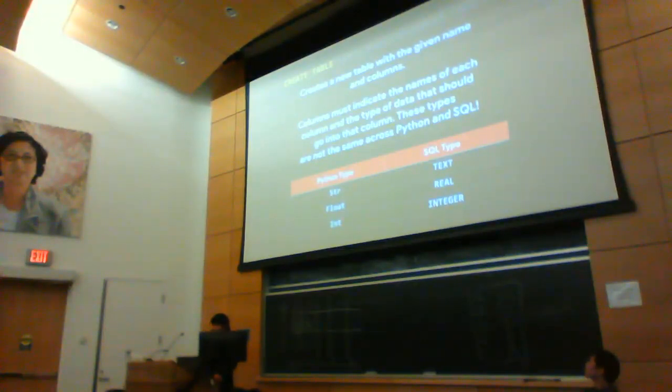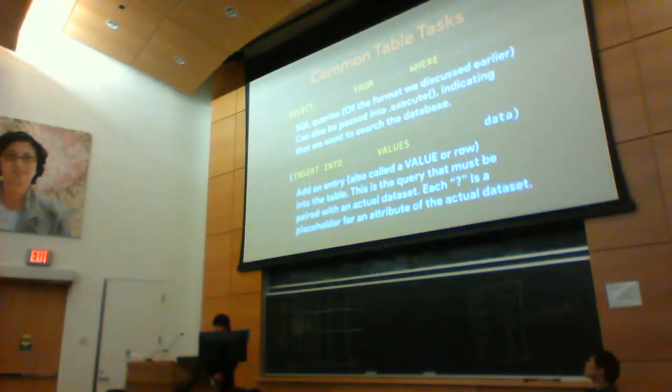All right, moving on. There are some common table tasks, like select column from table where some condition is met, which is the same structure we saw earlier. And that's kind of like a search command, where you want to select some columns from some table where that condition is met. The next thing you can do is you can insert values. You can insert into table values and then a list of all the values in the data.